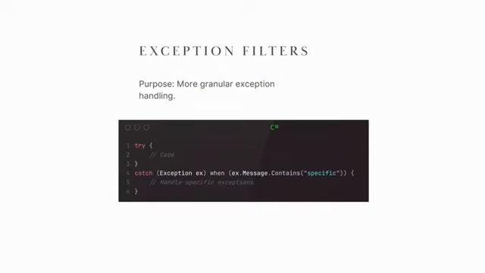Let's talk about exception filters. In C# 6 and later, we can use exception filters to handle errors more specifically. For instance, we can catch an exception only if its message contains a specific text. This avoids unnecessary catches and keeps the code cleaner.